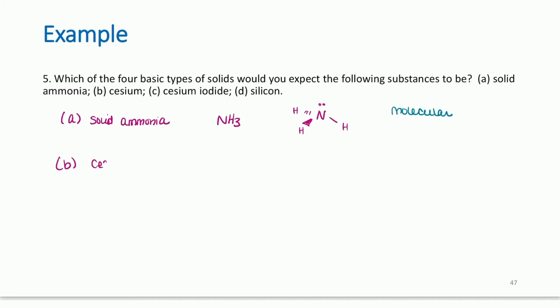B, cesium. Find cesium on the table. You're going to find cesium down in your lanthanides or actinides series. It's in your F block. I don't remember which row, and I think it's in your lanthanides. I don't remember for sure. But it is a metal. So you're going to expect this to undergo metallic.